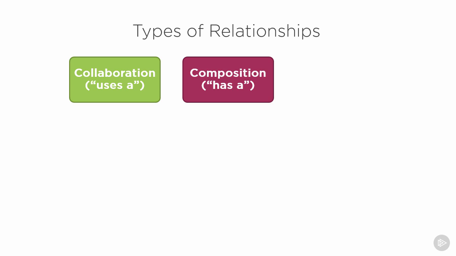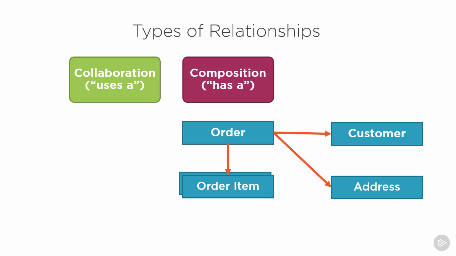Composition, or has a, defines a relationship where an object is composed of other objects it needs. For example, a car has a motor and has a steering wheel. In our class diagram, an order has a customer, an order has a shipping address, and an order has a set of order items. Without those, it's not much of an order.